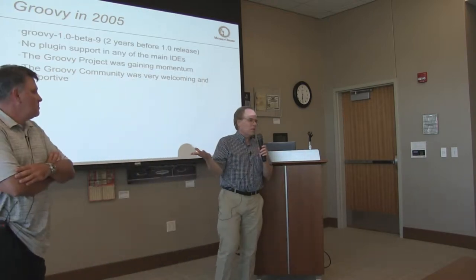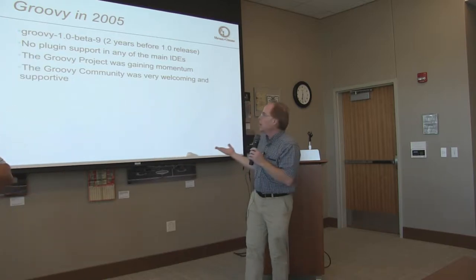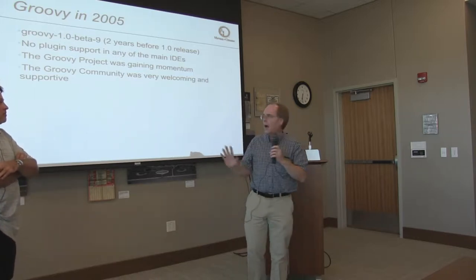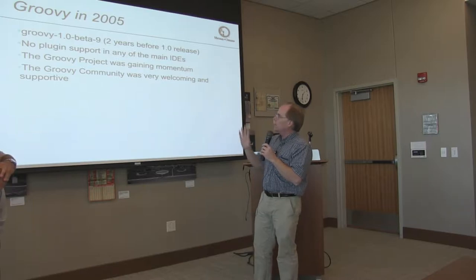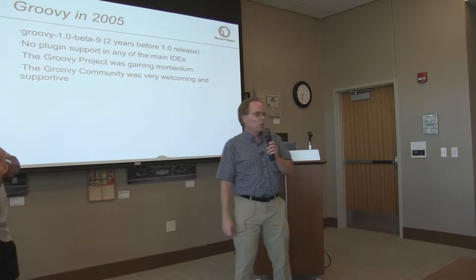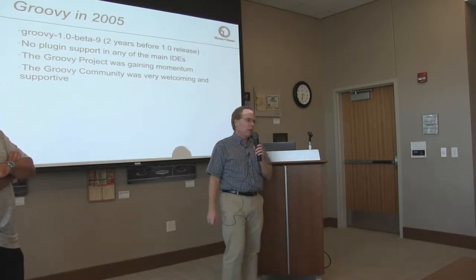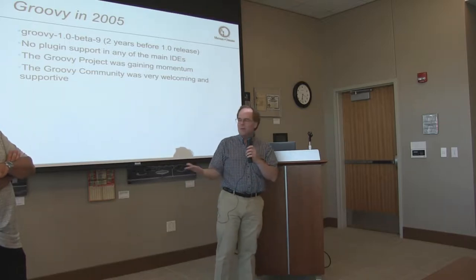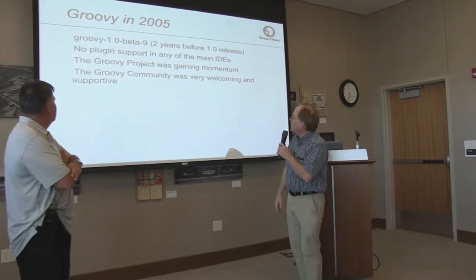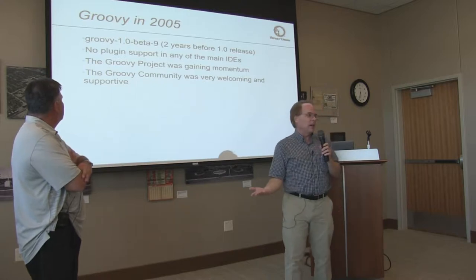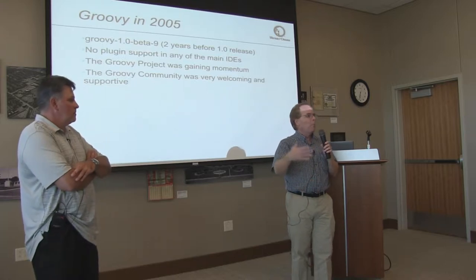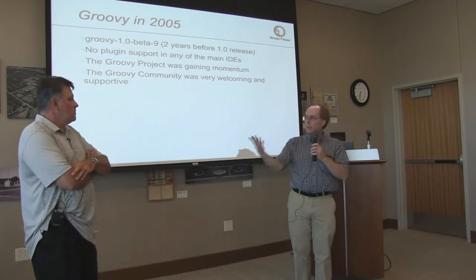I'll set the stage. In 2005, when we were starting this project, Groovy was 2 years away from 1.0. I went back and looked at the historical releases, and it's Groovy 1.0 beta 9. But it wasn't beta 9 at that point, because they had no idea when they were going to be 1.0. I think it was named something like 0.5 at that point, but I could be wrong. And there was no plug-in support in any of the IDEs. Groovy had been dormant as an open source project for a while, but around 2003, 2004 it had been regaining traction.